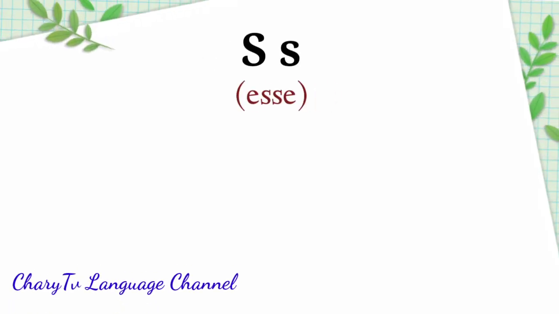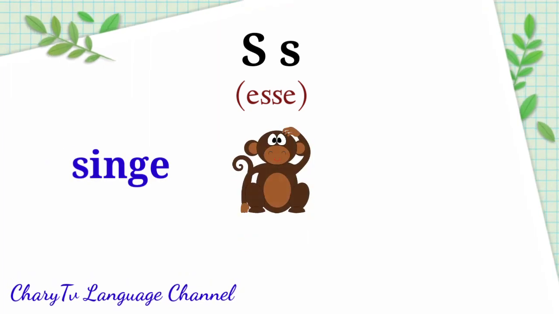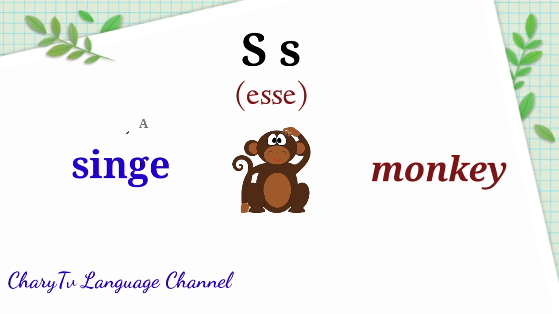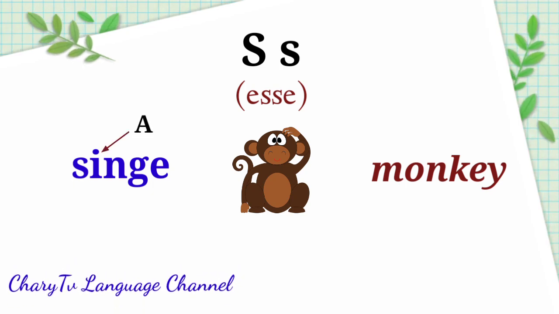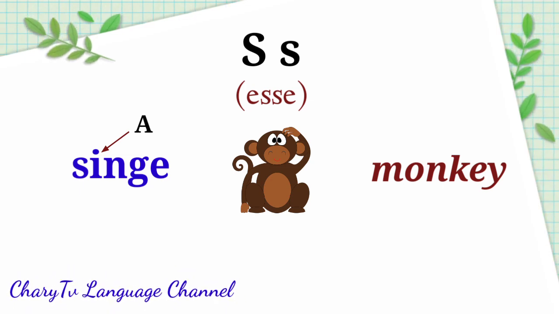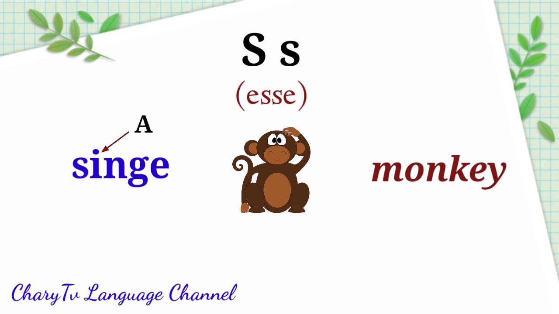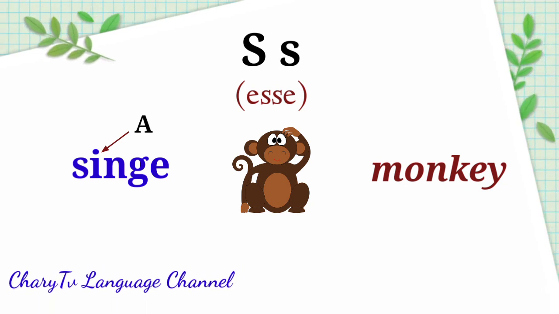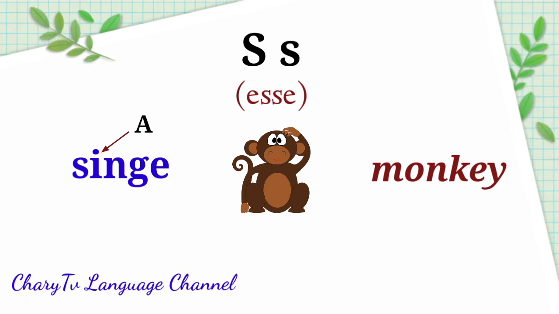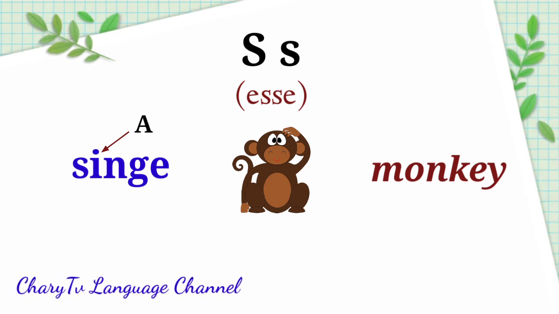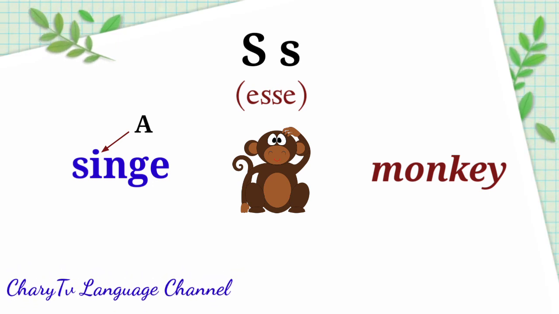The letter S. S. Like singe, which means monkey. As you can see here, the letter I is pronounced like A, and we will get the logic of this in the future videos, okay? So don't be confused. So again, singe. Let's listen. Singe.